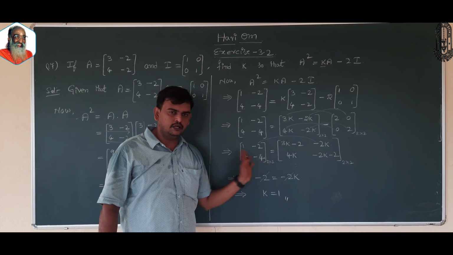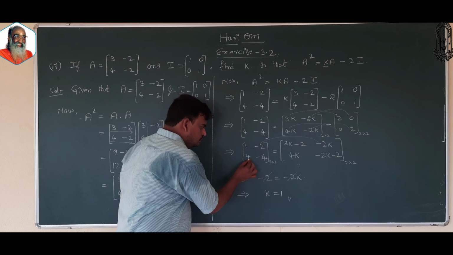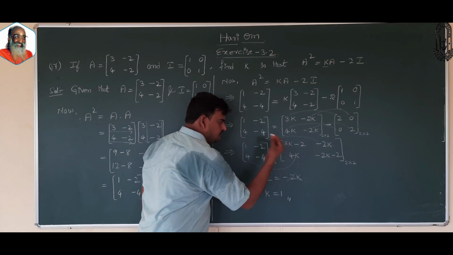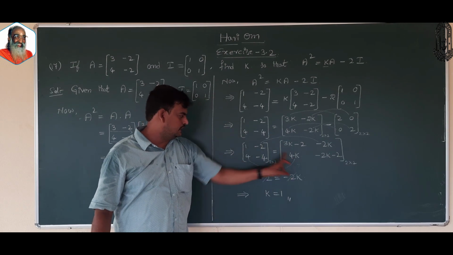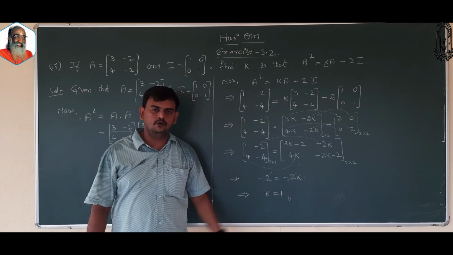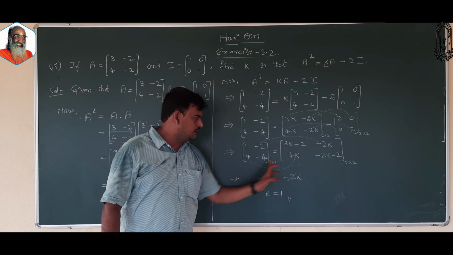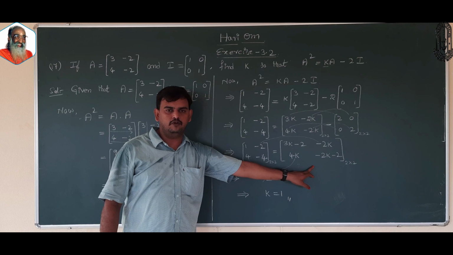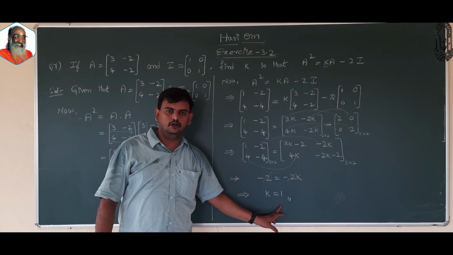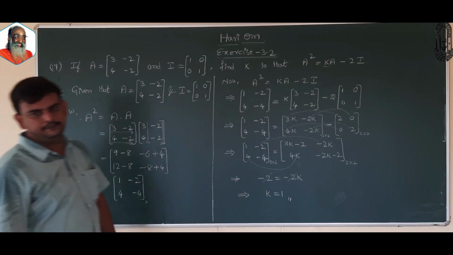Not only this, you can compare any elements. For example, you can compare these two elements also for simple calculation: 4k is equal to 4, then k is equal to 1. Any corresponding element can be equated so that you get the value of k is equal to 1.